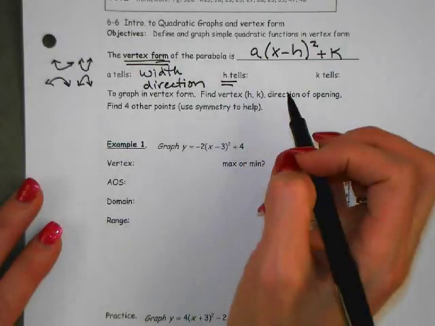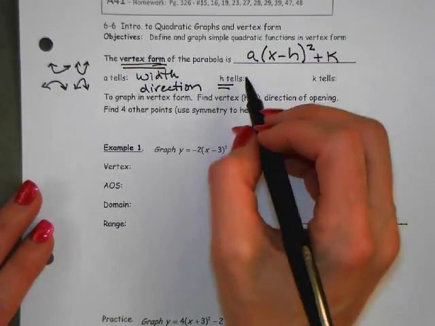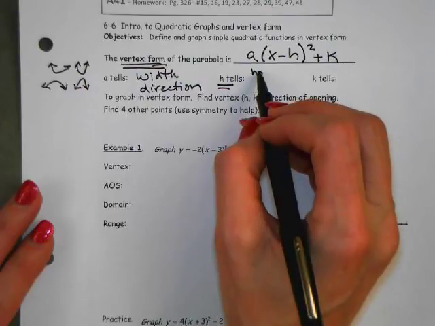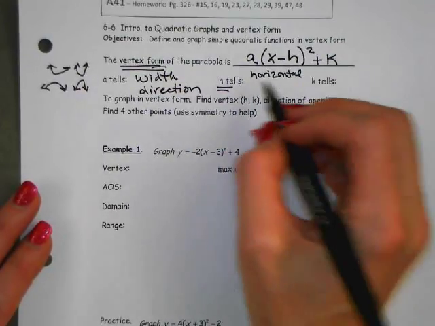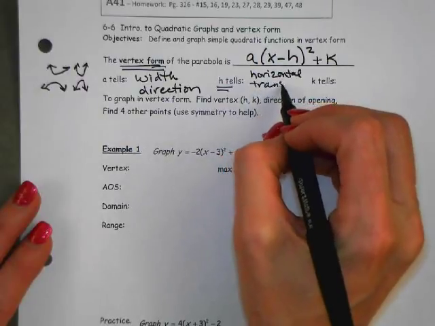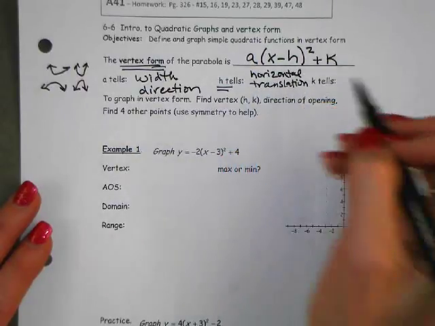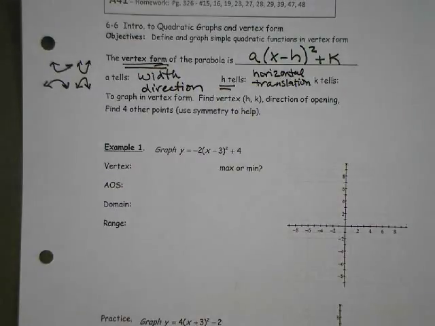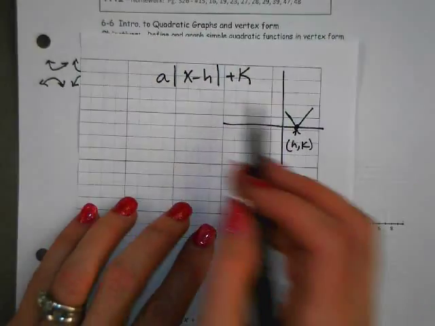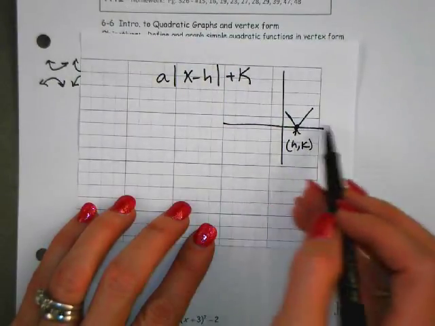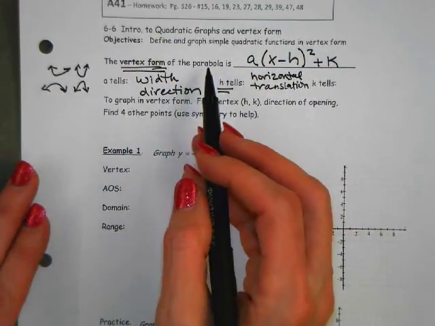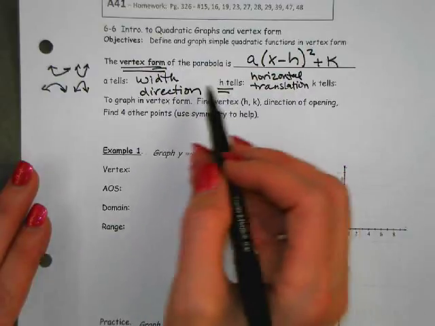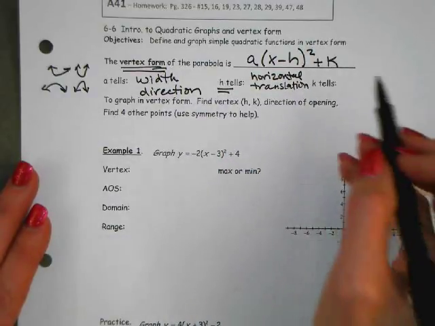The H value, okay, is going to tell you the horizontal translation. Okay? So just like if you can recall, when we were working with the absolute value, the H moved us left or right, correct? Well, the same thing with our vertex form of parabola, it moves us left or right on the axis, okay?